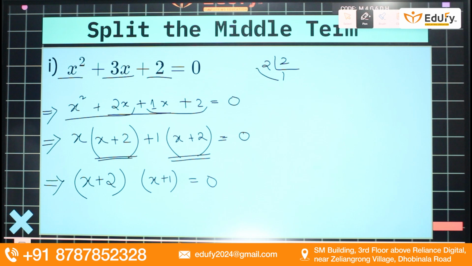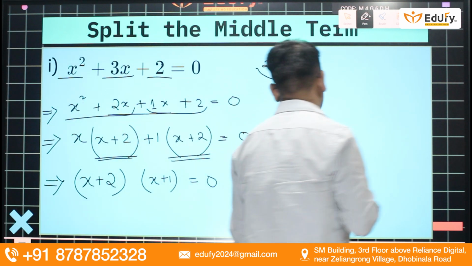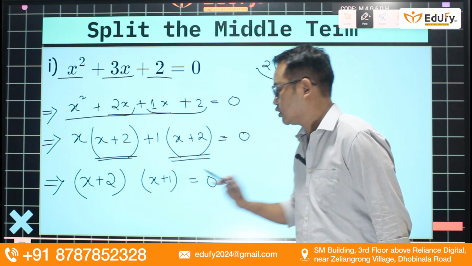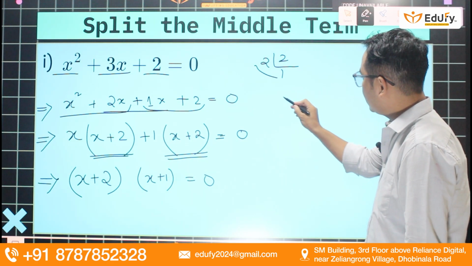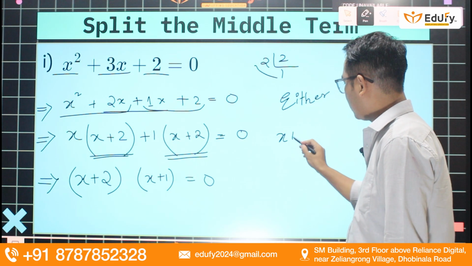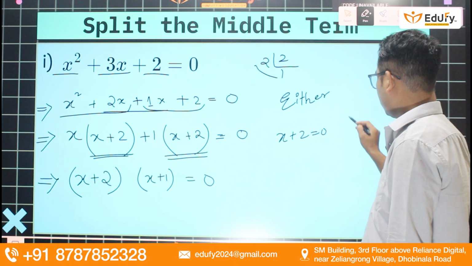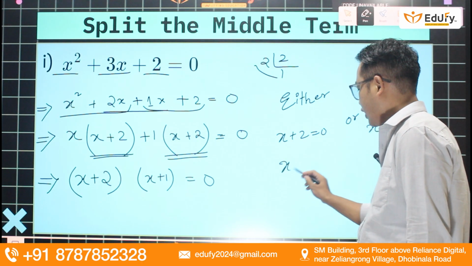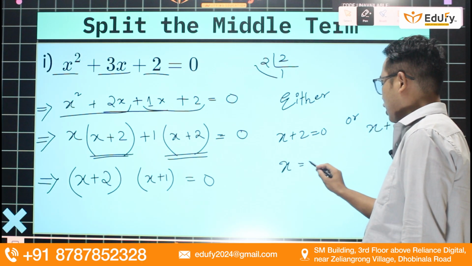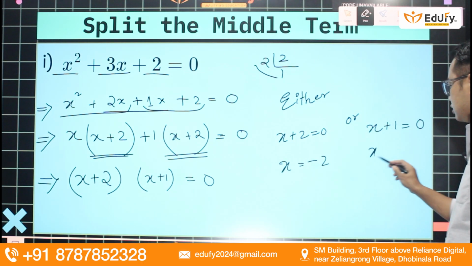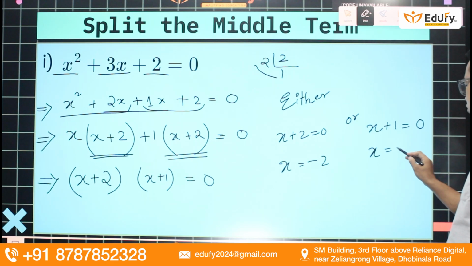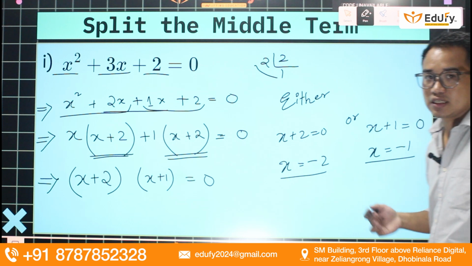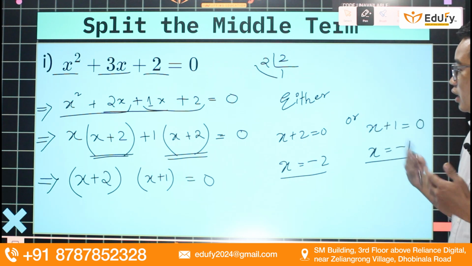After you get this, now I will try to find the value of x. So I can write either x plus 2 is equal to 0 or x plus 1 is equal to 0. Now either I put the first one, x plus 2 is equal to 0, or x plus 1 is equal to 0. So here the value of x would be, if I shift the plus 2 to this side, it becomes minus 2, and in this case, if I shift the 1 to this side, this is plus 1, so obviously it will become minus 1. So these two are your values of x. Now let us try another question.